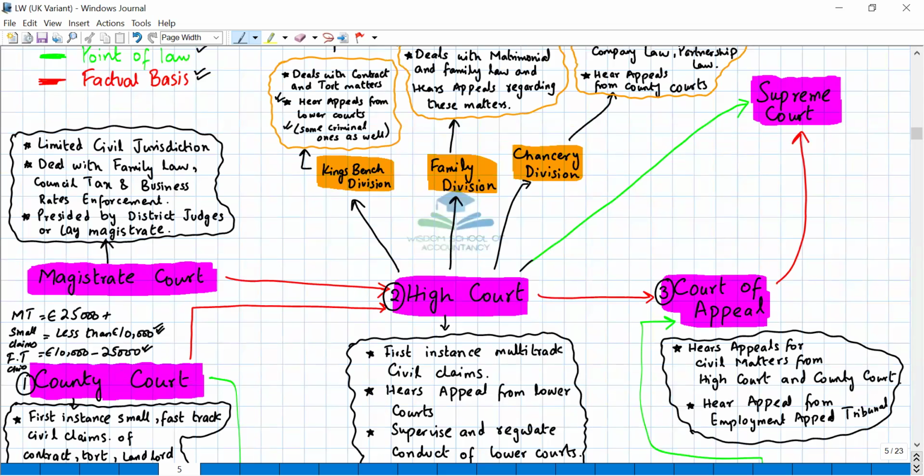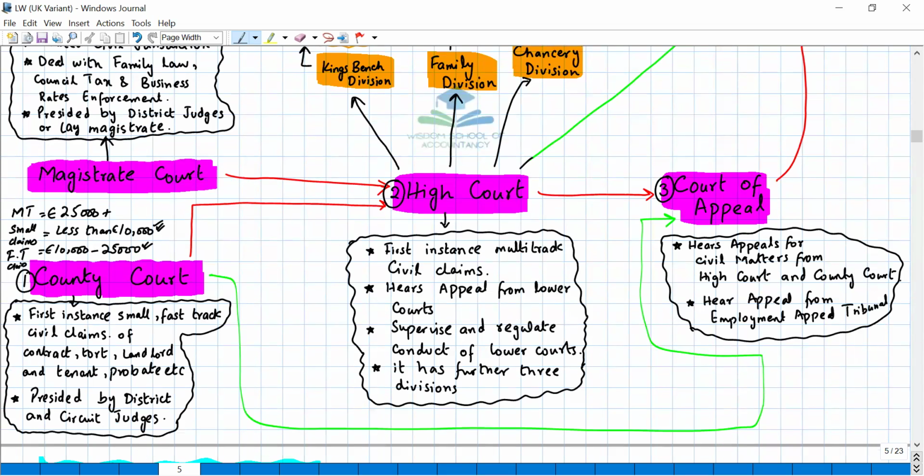The second court is High Court. High Court hears first instance multi-track civil claims. Multi-track civil claims are the claims whose amount is more than 25,000 pounds. So they are kind of significant cases because the damages involved are of a higher amount. Plus, High Court also hears appeals from lower courts.